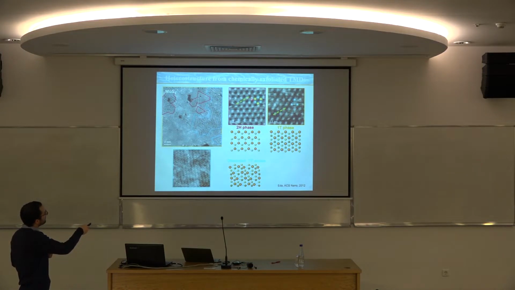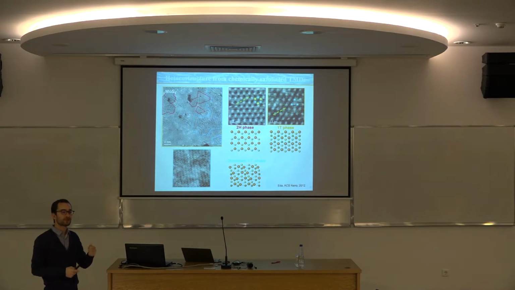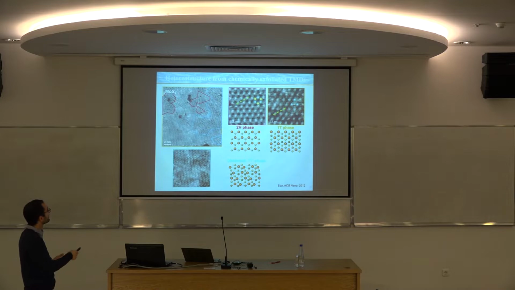So you can see you have some white contrast here. The strong contrast is coming from the molybdenum atoms, because the contrast in STEM comes from the Z number. So the molybdenum has a higher Z, so higher contrast. And then here you have the contrast from the sulfur. So you can recognize this hexagonal symmetry that we expect from the 2H phase.